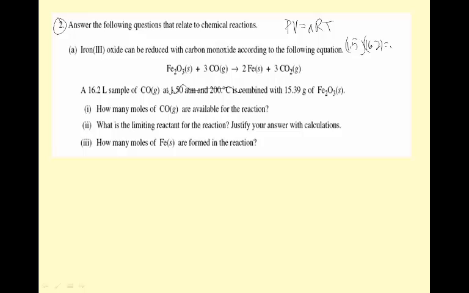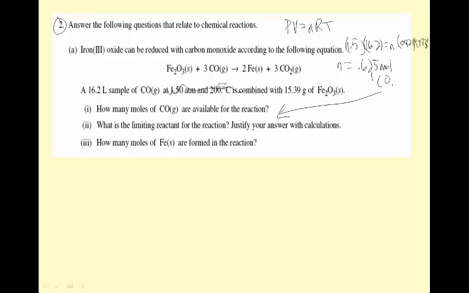16.2 equals nR, and R is 0.0821. That's a constant. And the temperature needs to be in Kelvin. Wow, 200 plus 273 is 473. You don't need to know this. This is next chapter. So sorry. So 1.5 times 16.2 divided by 0.0821 divided by 473 is 0.625 moles of CO. Okay, so how many moles are available? Didn't need to do that. Sorry, I wasted your time watching that.